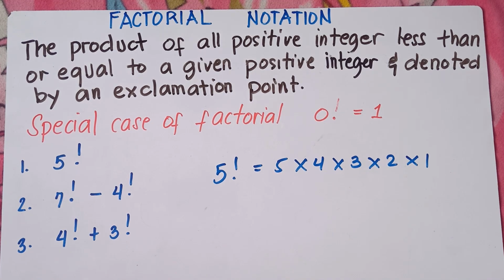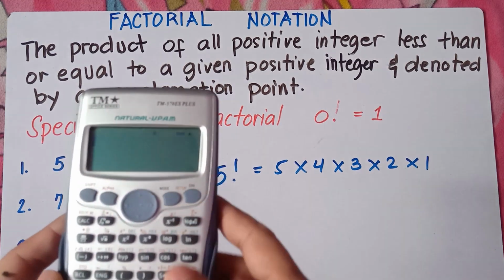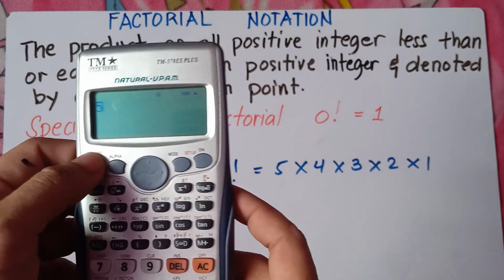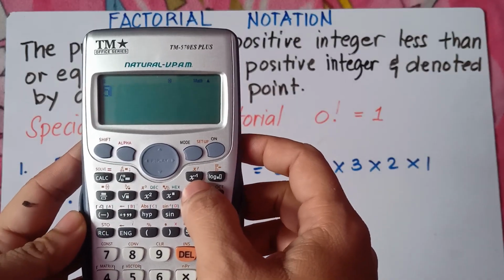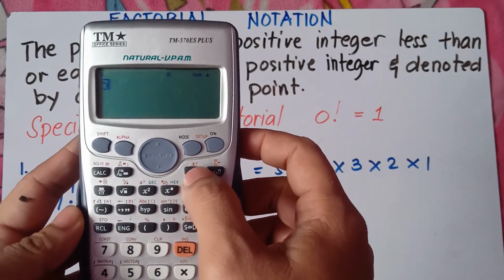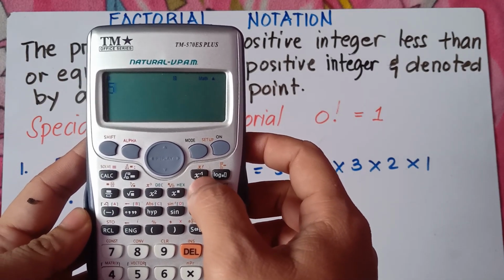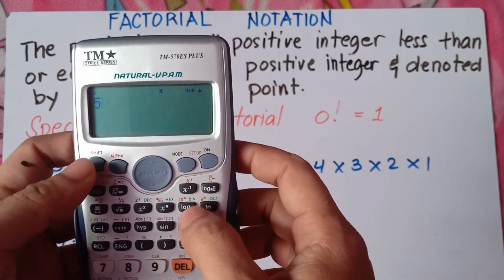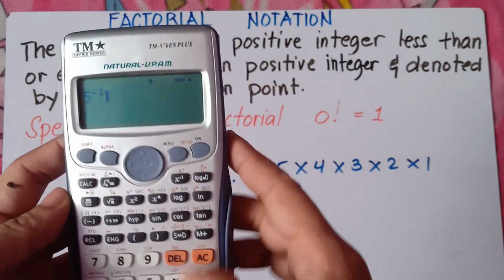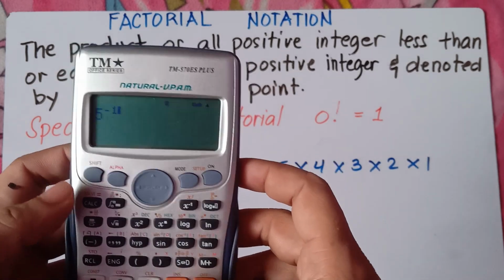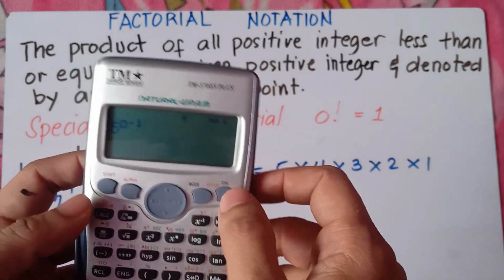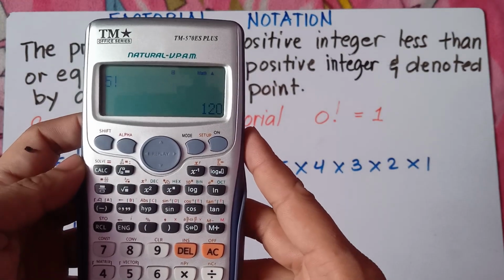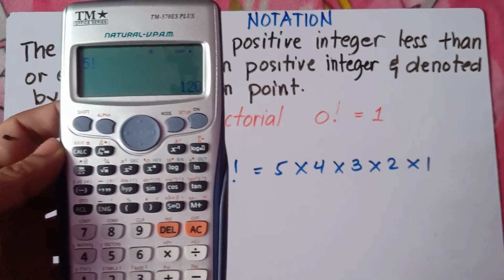Or you can also write this by using the calculator. So you put 5, then shift. The factorial key here, class, is the x raised to the power of negative 1, and above that is x with an exclamation point. So just click shift, then press this one. Okay, let me write it back. 5, shift, then press this one. And you have the 5 factorial, in which the answer is 120.